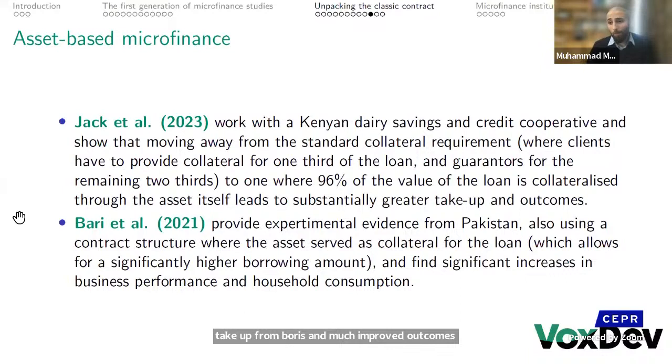In Pakistan, Bari and co-authors provide evidence from an asset-based loan as well, where again the asset serves as collateral for the loan. And this also allows the lender to lend four times as much as the standard loan size. And it leads to large and sustained improvements for the micro enterprises and also for household outcomes.